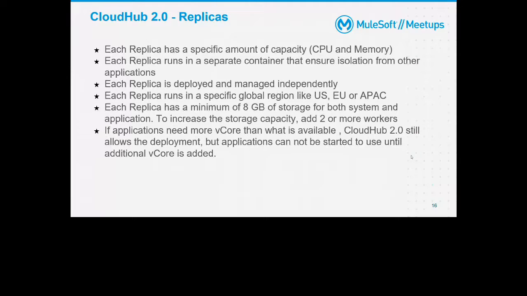Another interesting feature of CloudHub 2.0: suppose you are deploying an application, and at that moment you don't have sufficient vCore available. Based on your licensing, whatever vCore capacity is available, you have already consumed it, and on top of that you are trying to deploy one more application. CloudHub 1.0 will not allow you to deploy; it will straight away throw an error. But CloudHub 2.0 will allow you to deploy the application, though it will not be in a running state. It will just get deployed.